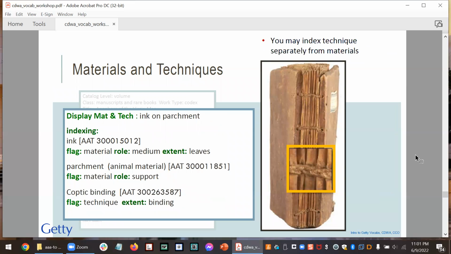You might want to use other fields to distinguish what you are indexing. Maybe you want to index the techniques separately from materials if this is important to you. So this is ink on parchment. You index the ink as the medium and the parchment as the support. But maybe the binding also is important to you. So maybe Coptic binding is the technique, and the extent where that term is applicable is binding.